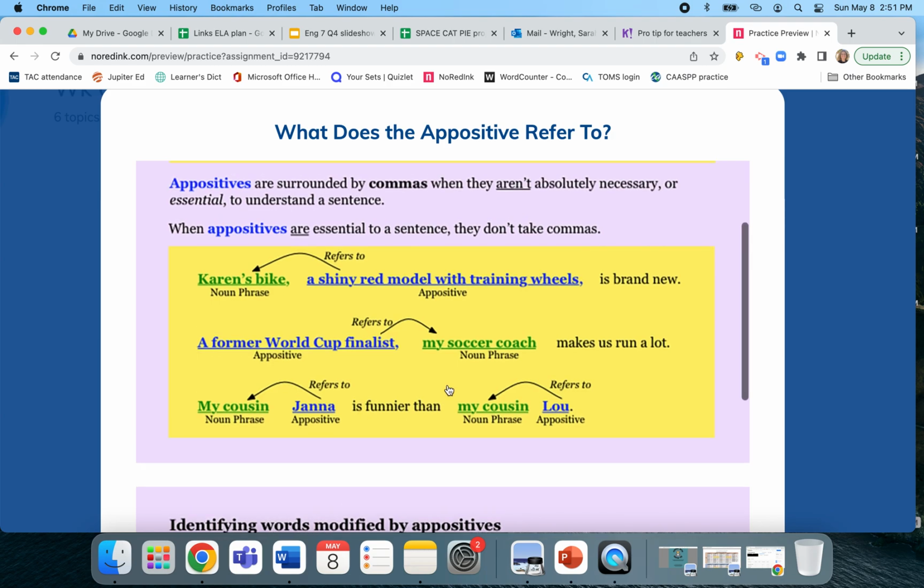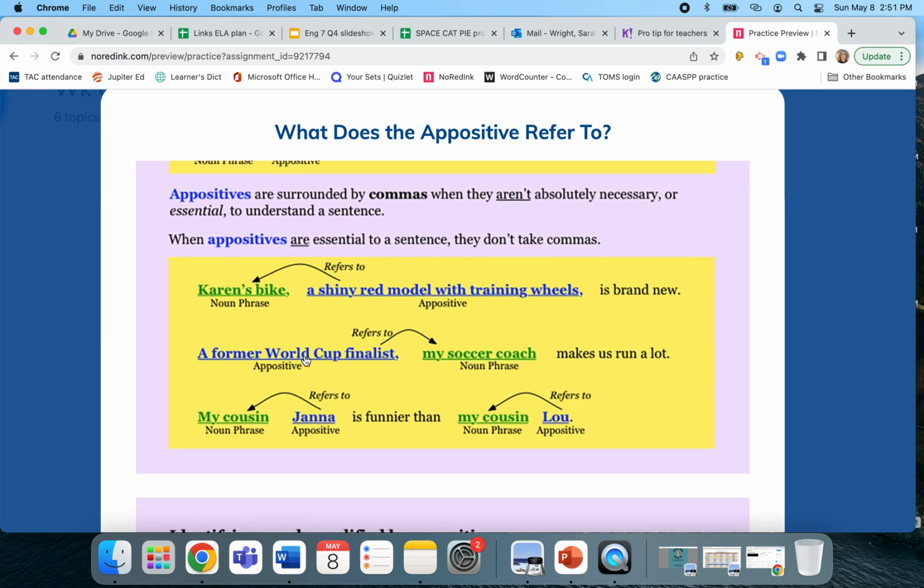All right. And then just notice in this case, the extra information is at the beginning of the sentence. And since you can't put a comma at the very beginning of a sentence, that would just look bizarre. So in that case, you just use one comma and then keep going with the sentence. You could switch the order entirely and say my soccer coach, comma, a former World Cup finalist, comma, makes us run a lot, but it sounds kind of weird.